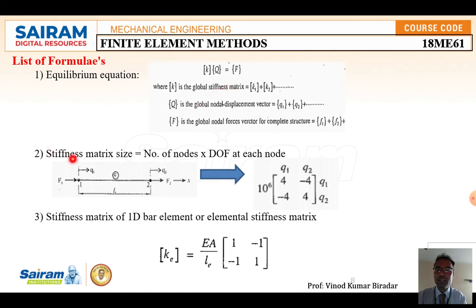Okay, second one is the stiffness matrix size. What is the stiffness matrix size for a 1D bar element? It is equal to the number of nodes times the degrees of freedom of each node. Look at this diagram here, how many nodes are there? 2 nodes are there, so a 2 by 2 matrix, like that the stiffness matrix will be there. Coming to the third formula, the stiffness matrix for the 1D bar element, I already told you this, and we already derived this equation, that is Ke equal to AE by L times the matrix 1 minus 1, minus 1 1.